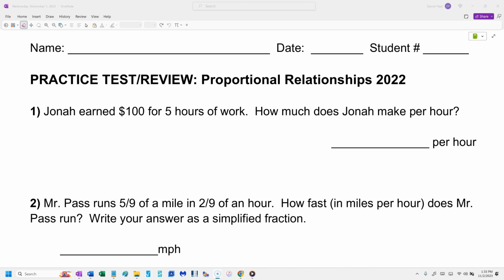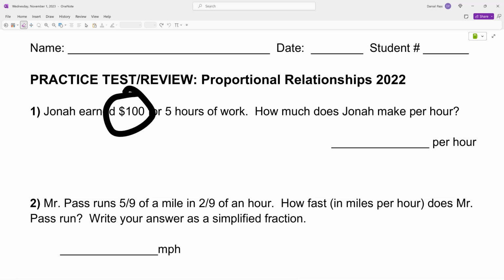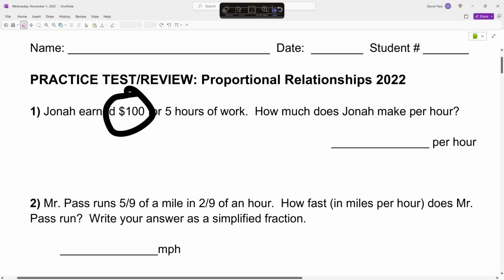Okay, Bart, how do we do number one? So first, what you're gonna want to do is divide 5 by 100. Oh, the opposite. So what are we doing? We're dividing. Right, but which number are we dividing by? Oh, we're dividing 100 by 5. Be careful.